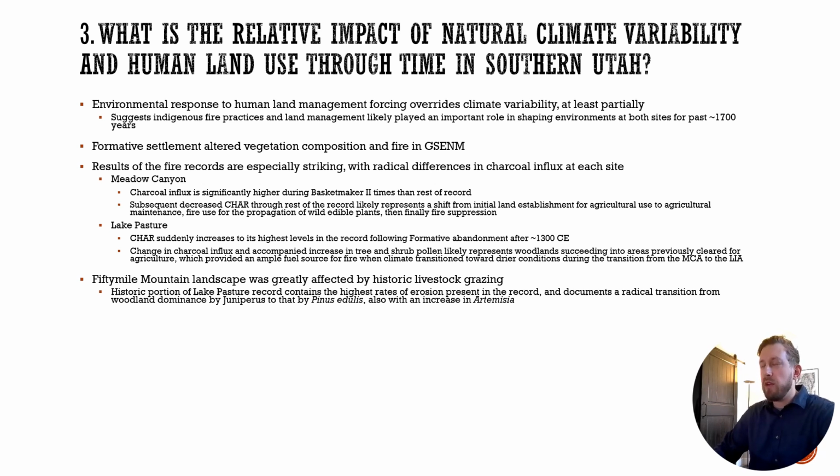Formative settlement altered vegetation composition and fire in the monument. Results of the fire records are especially striking, with radical differences in charcoal influx at each site. And last, the 50 Mile Mountain landscape was greatly affected by historic livestock grazing.